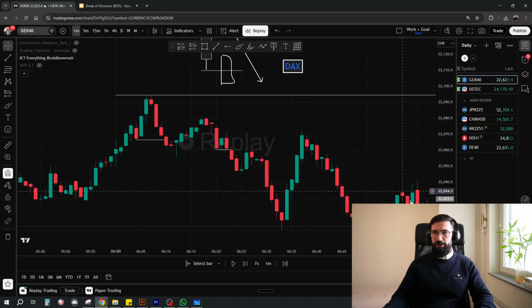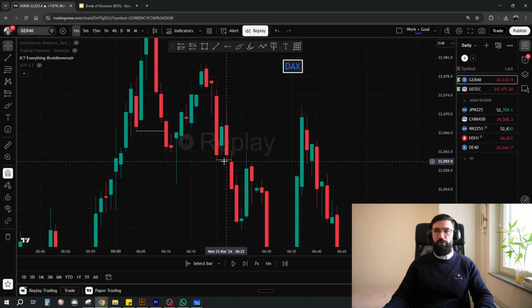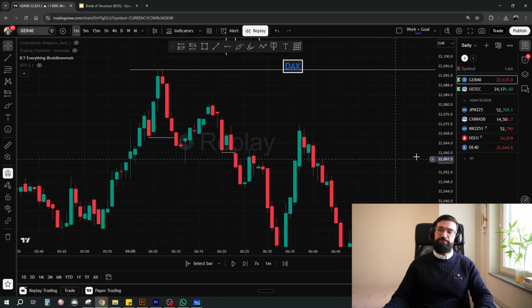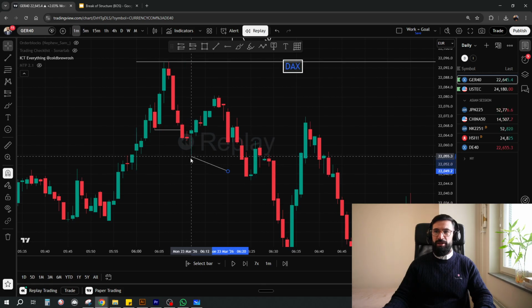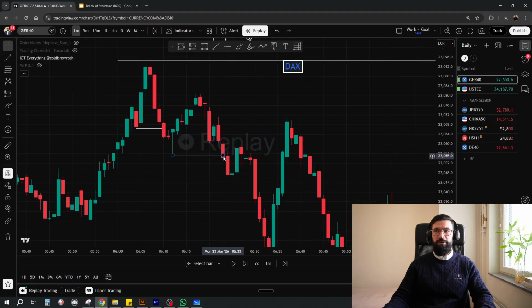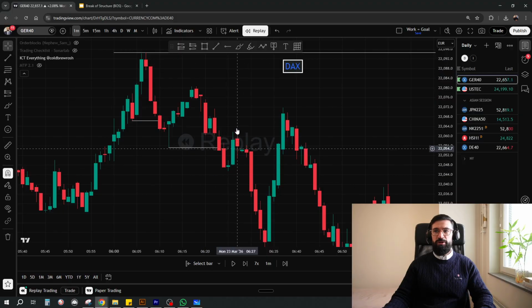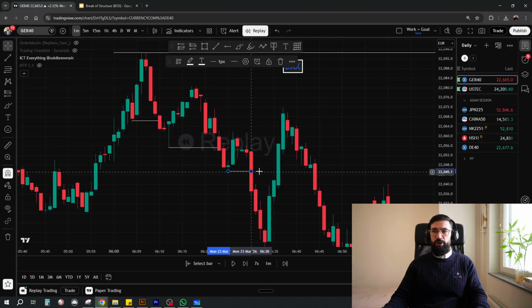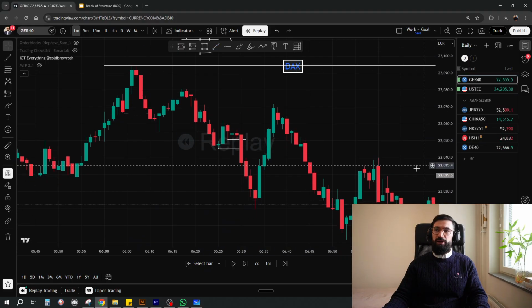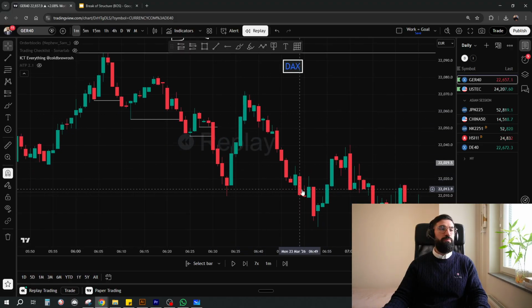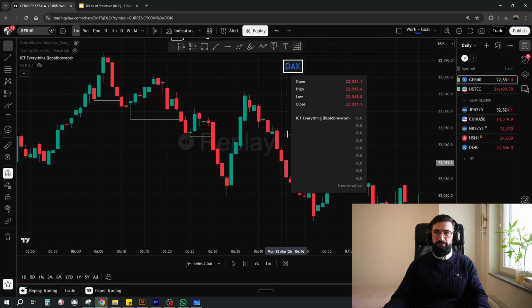So this is a break of structure. Now, did it close over the candle? Technically it is a break of structure, but it's not a good example. But this is a clear example. This is a clear example of a break of structure going to the downside, right? Because it closed over the body. And this is another break of structure right here because it closed over the body. Right here, it closed over the body. This is a break of structure right here because it closed over the body. And this is an indication that the trend is going bearish. There's a break of structure right here also, right?